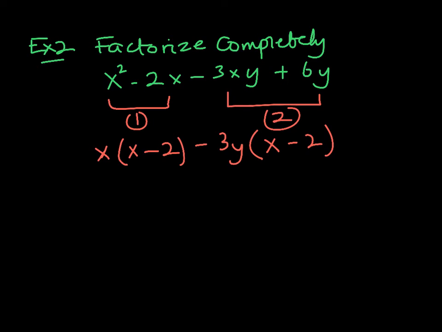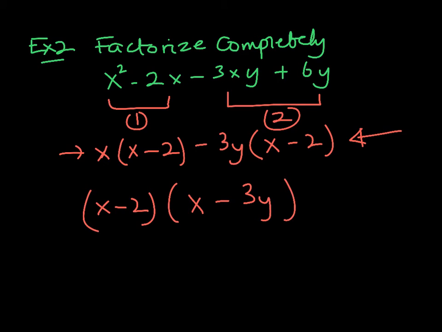Okay, so now we see that in this second step we have something that is common on either side of the minus sign. So therefore we can factor out the common factor, which is x minus 2. And what do we have left if we take out x minus 2 on this side? So we have x that is left over, and then on the other side, what do we have left over, which is 3y. So we have succeeded in factorizing x squared minus 2x minus 3xy plus 6y, and that gives us x minus 2 into x minus 3y.